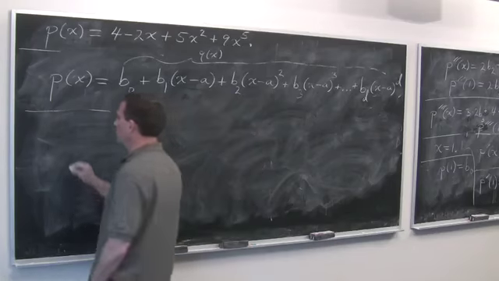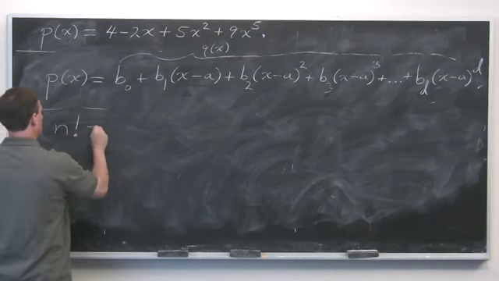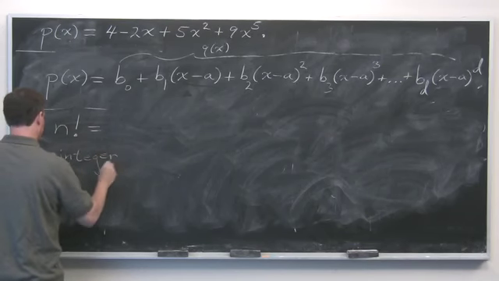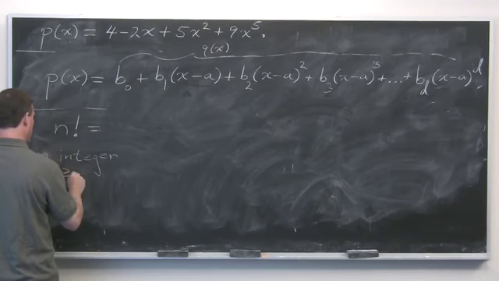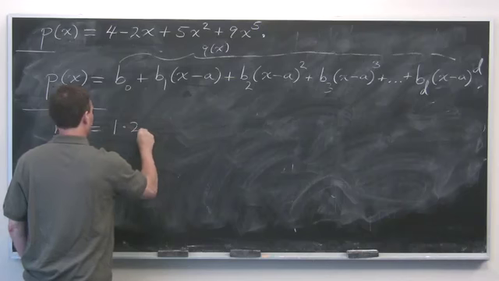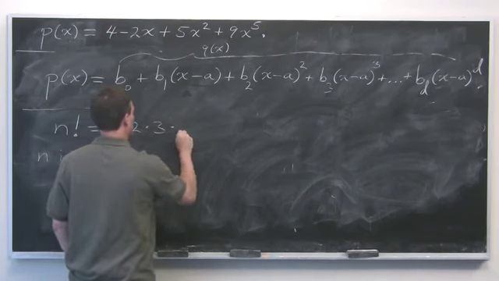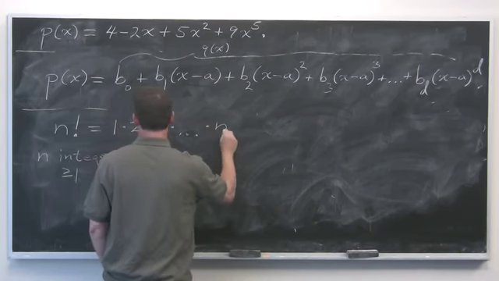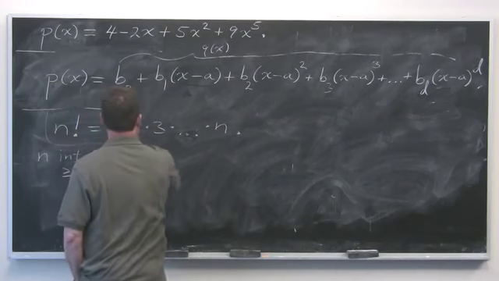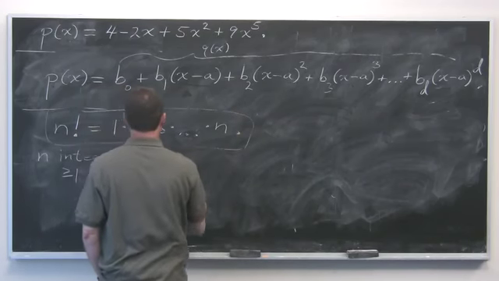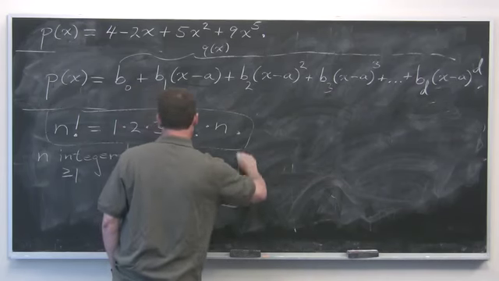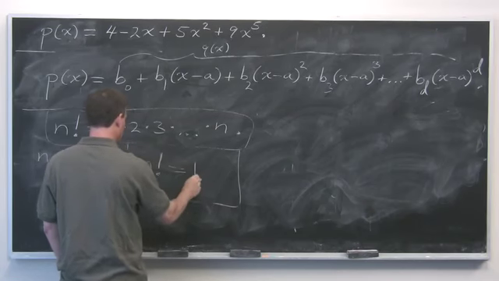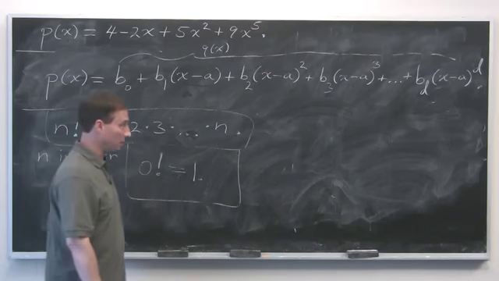So I remind you that n factorial, so n is an integer, I think n is an integer greater than or equal to 1 right now, is 1 times 2, you multiply all the numbers together, all the natural numbers starting at 1 and going up to n. It's also true that we make a special definition, that 0 factorial equals 1. There are a bunch of reasons for this. One of them is the formula that I'm about to write.